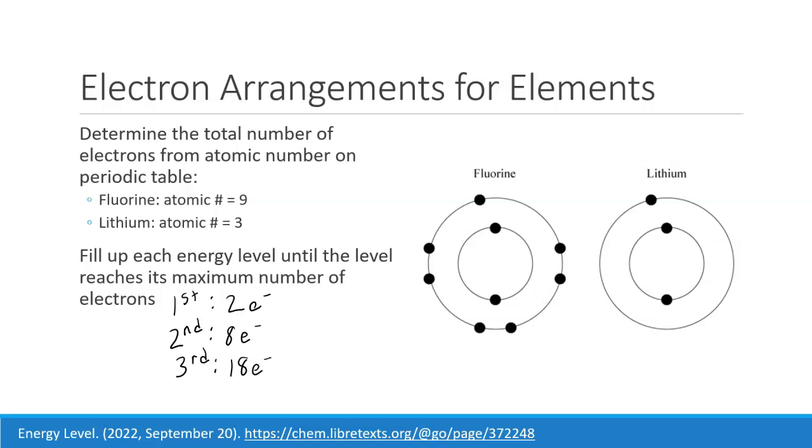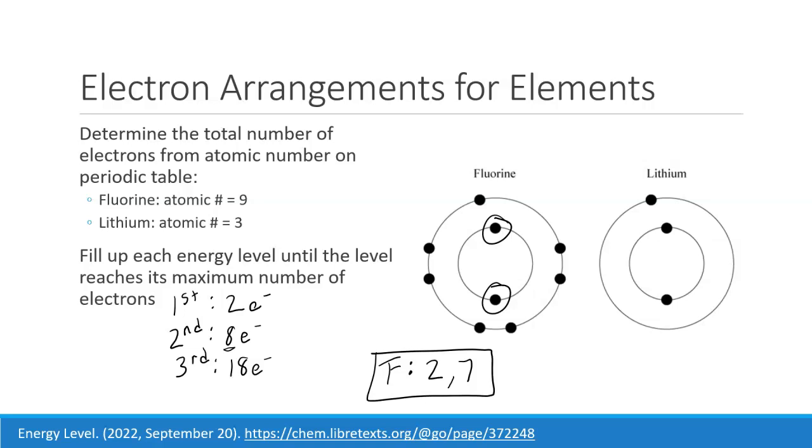So, for fluorine, we need a total of 9. And in that first energy level, we're going to place 2 electrons. Okay, so the electron arrangement that you would write would be 2 and then a comma to separate each energy level. In the second energy level, we have 7 electrons left, and all 7 can fit in the second energy level because remember, the maximum is 8. So since 7 is less than 8, all 7 can fit in that second energy level. So the final electron arrangement for fluorine would be 2, 7.